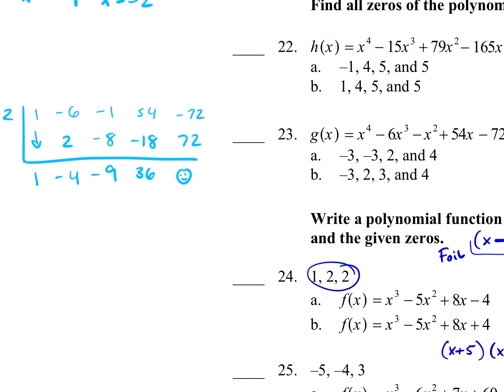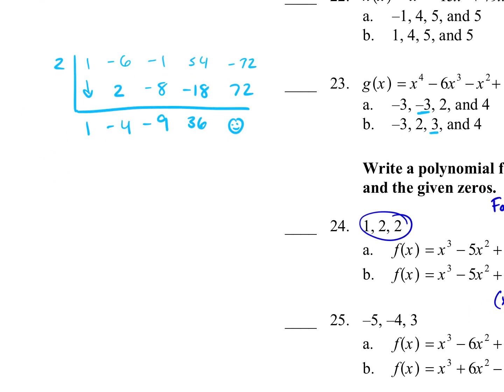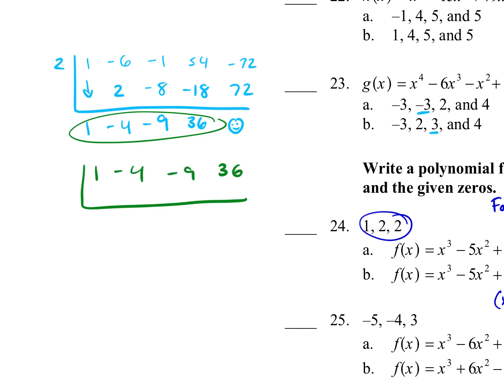The only difference in our answer choices between A and B is 3 and -3. So let's try +3 and see if it works. So we're going to do the same thing. You could either do it with the original question or do it with your new coefficients. So in the box, I'm going to put 1, -4, -9, and 36.